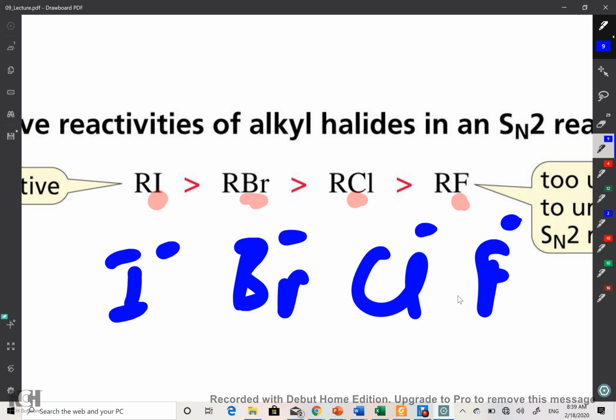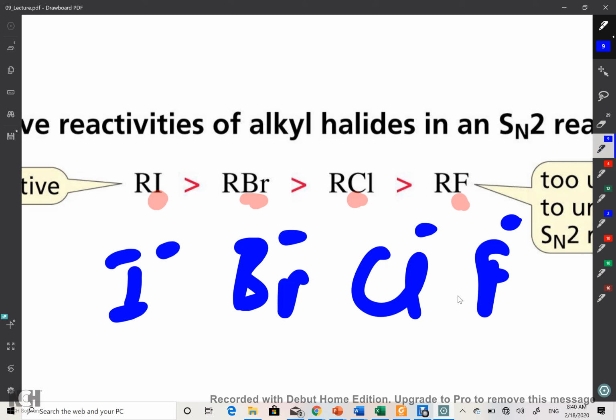Why do substances react? I've been asking that question several times. Why do substances react? Because they are looking for stability. Does that make sense? They react because they believe that by doing this, they will become more stable. And so here we're just looking at the stability of these guys. You have I minus, Br minus, Cl minus, and F minus. Among them, which one is more stable? I minus is the more stable one.